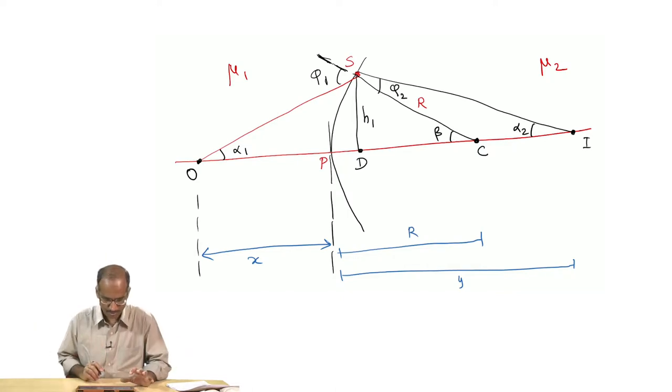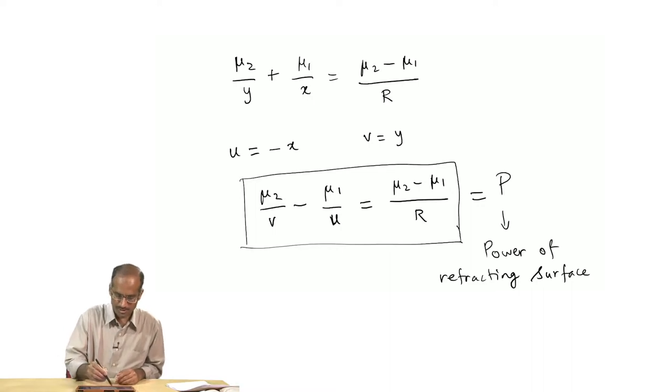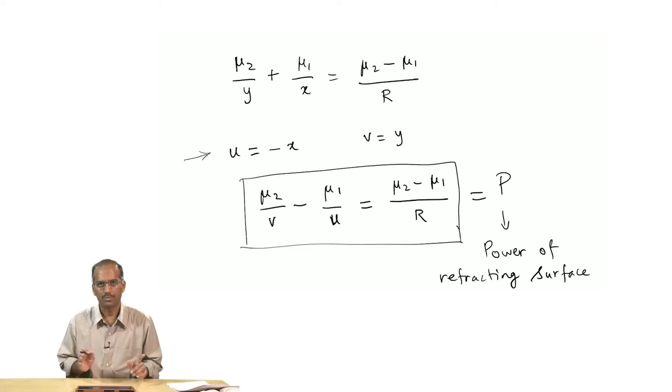Before I go ahead, let me flash for you the slide which I had shown in the last class. So, we did obtain this result in the last class, which is the formula for power of a refracting surface. This u and v are distances. Notice here that in saying that u carries a negative sign, we have used this sign convention.